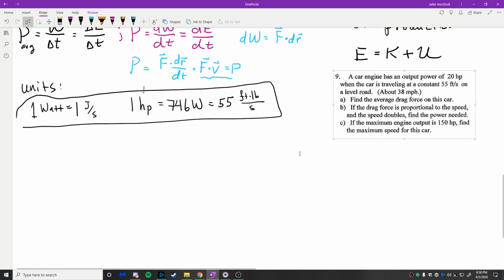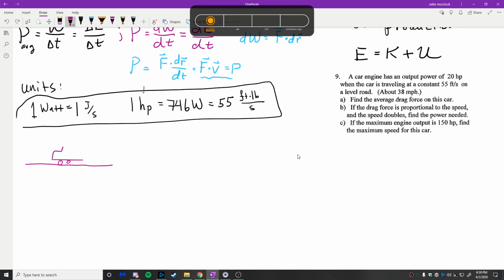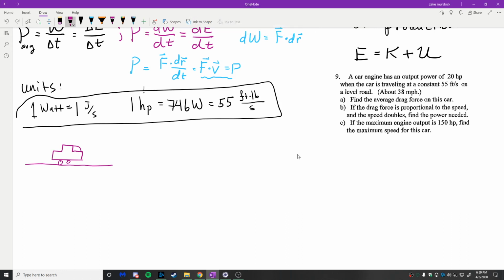A car engine has an output power of 20 horsepower when the car is traveling at a constant 55 feet per second on a level road. Find the average drag force on the car. That's the first thing we want to do. All right, so we've got a car, got a road. It's traveling along in this direction. It's moving with a constant speed, so its velocity is 55 feet per second.